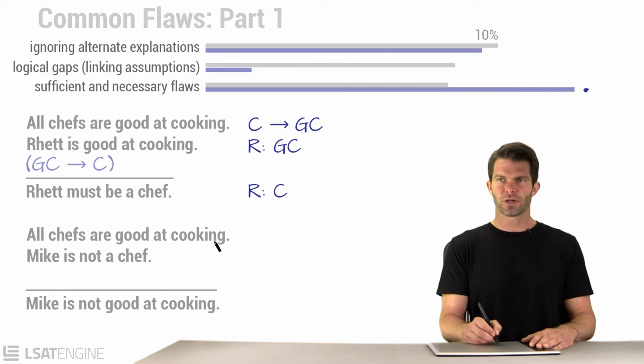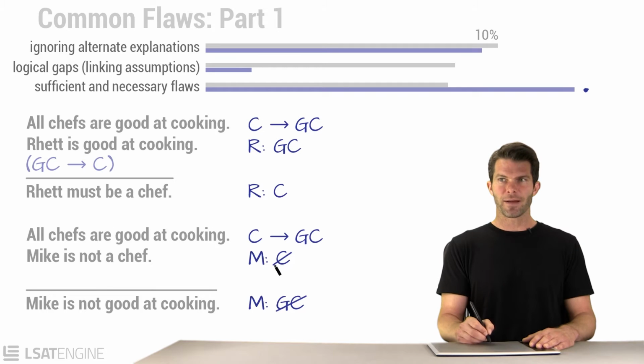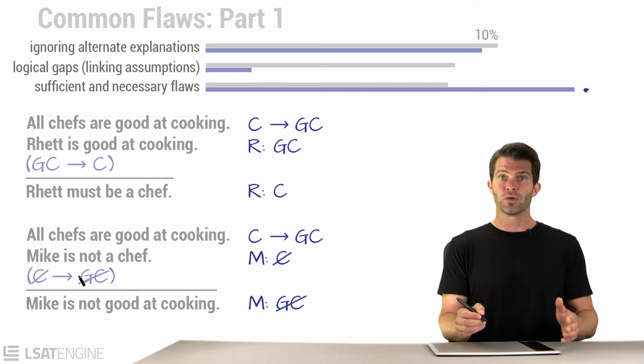So all chefs are good at cooking. Mike is not a chef, so he's not good at cooking. So our conditional statement is the same, but this time we're assuming that the opposite of the sufficient implies the opposite of the necessary. That's the inverse fallacy. This is what we're given, but we're acting as though we have this. And both of these moves are flawed. You're not allowed to do either of these things.